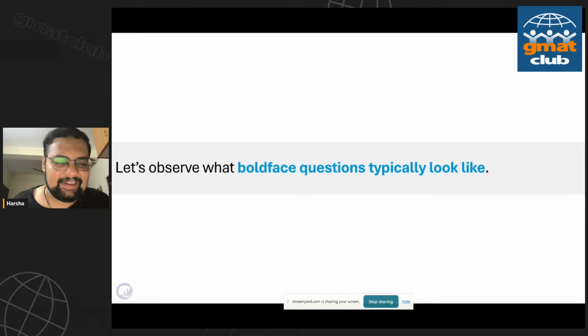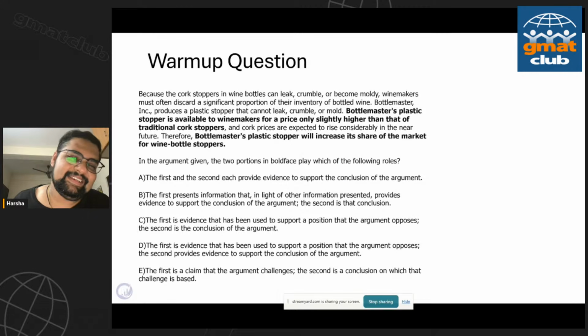So with that, let's get into some more interesting portions where we get to a little more solving. I hope you guys are looking forward to that. Let's observe what a typical boldface looks like. And let's not do it theoretically. Let's do a warm-up question. Just solve and let me know what the answer is.